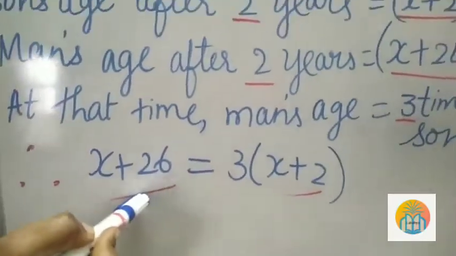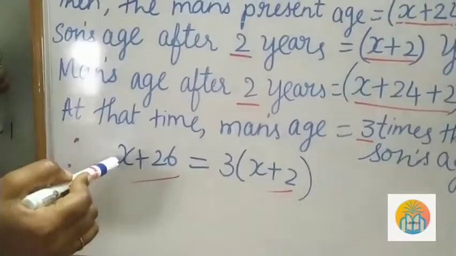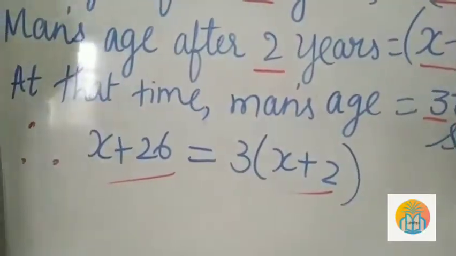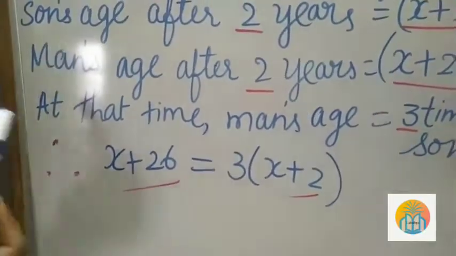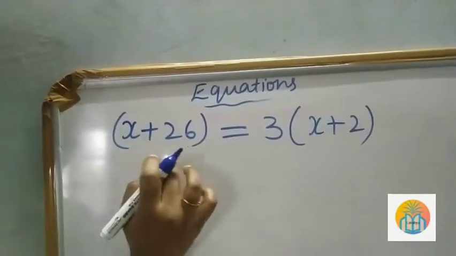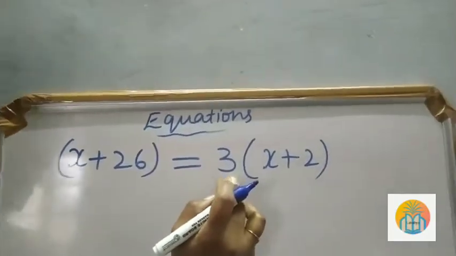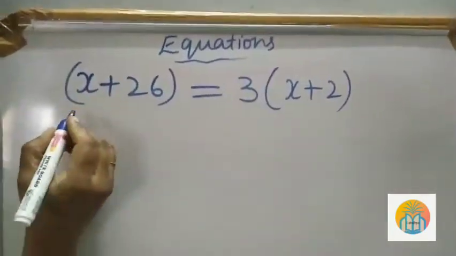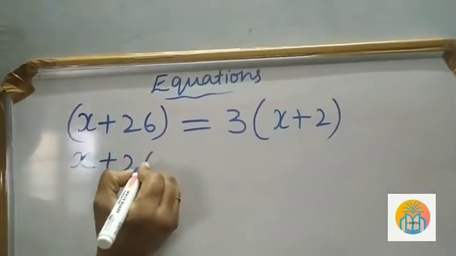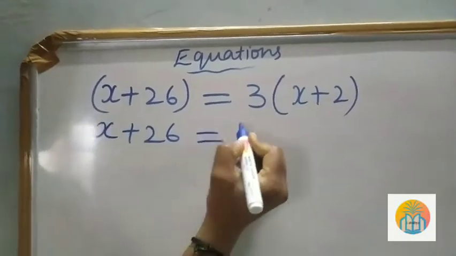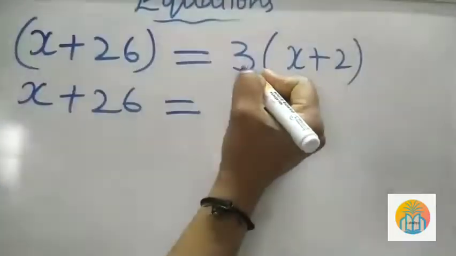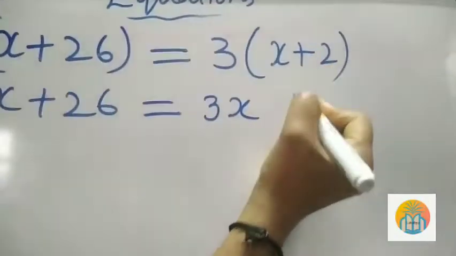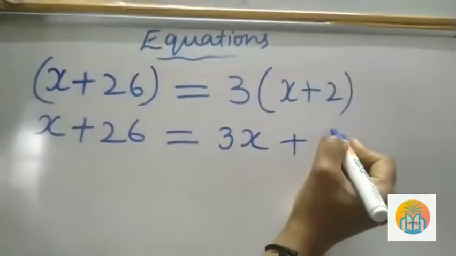So x plus 26, which is the man's age, is equal to 3 times the son's age. Let us solve it now. So it is x plus 26, and we are removing the bracket, which is nothing but multiplying by the outside number. So 3 into x is 3x, plus as it is, 3 twos are 6.